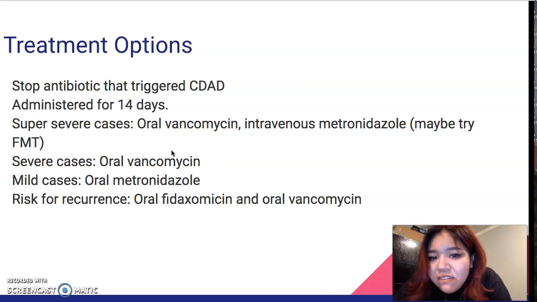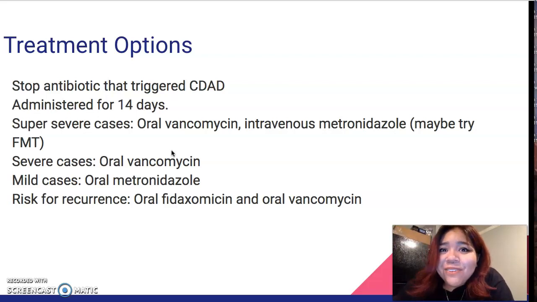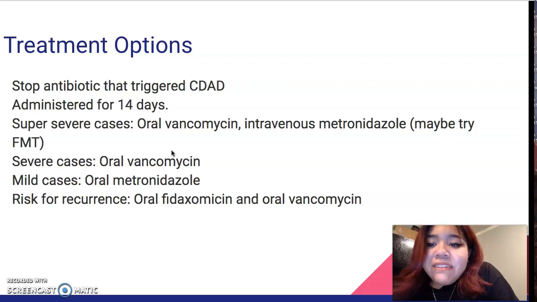In super severe cases, they give you oral vancomycin, intravenous metronidazole, or they may try a fecal transplant, which has turned out really well. It does give really good results, but there hasn't been a lot of research into why, just because we don't know how this bacteria takes over your body just because you don't have enough flora in there. In severe cases, you would have oral vancomycin, and in mild cases, you would take oral metronidazole.